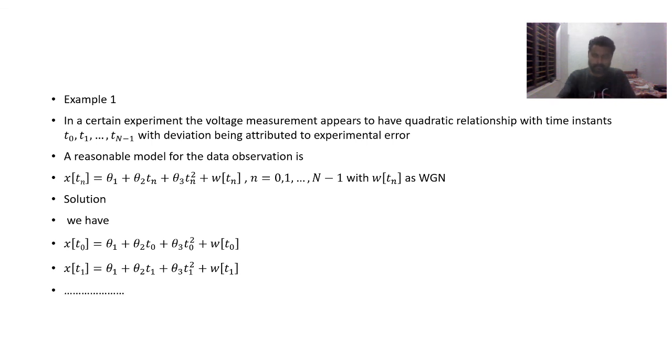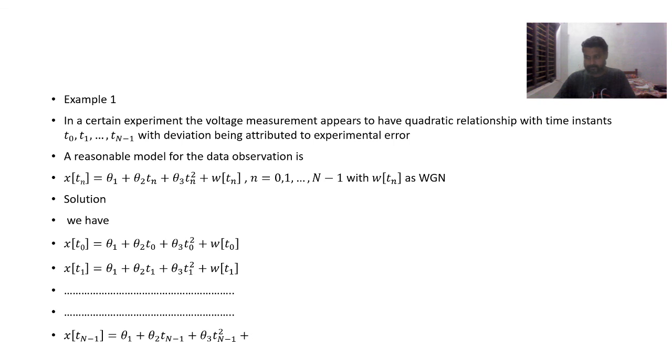Now x of tn minus 1 can be written as theta 1 plus theta 2 tn minus 1 plus theta 3 tn minus 1 square plus w of tn minus 1. So it is similar to what we had just discussed in the case of the linear model.